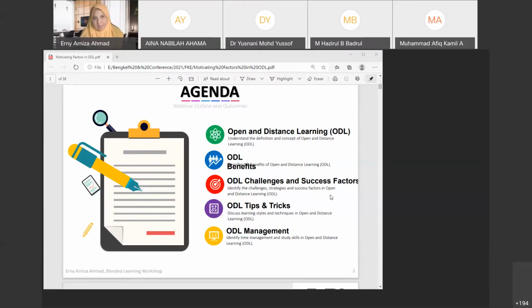And then we look into the challenges and the success factors in ODL. Here we are going to identify the challenges, and then we'll discuss the strategies, and then how to succeed in open and distance learning. And then we'll share with you some tips and tricks.